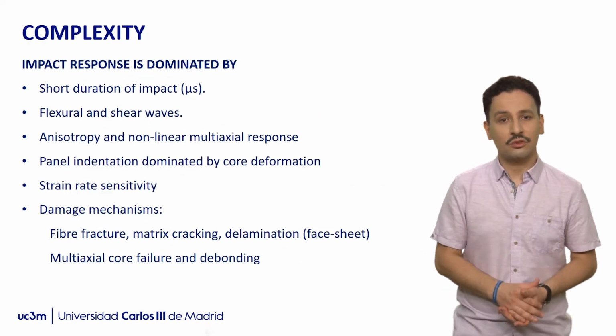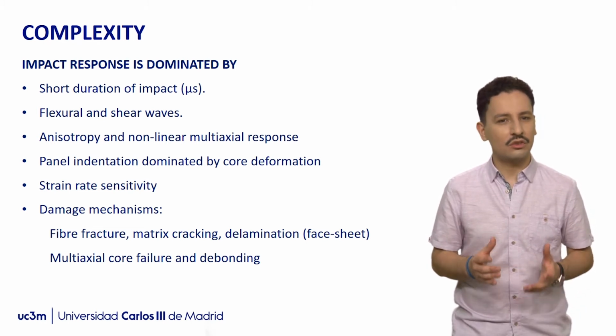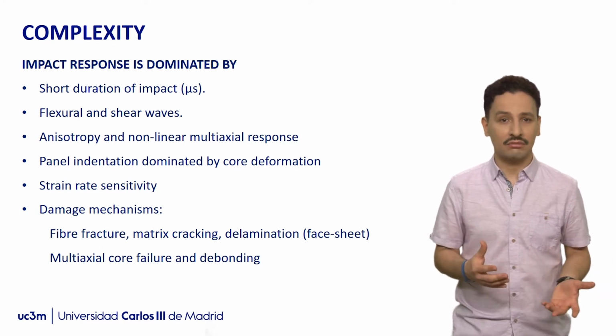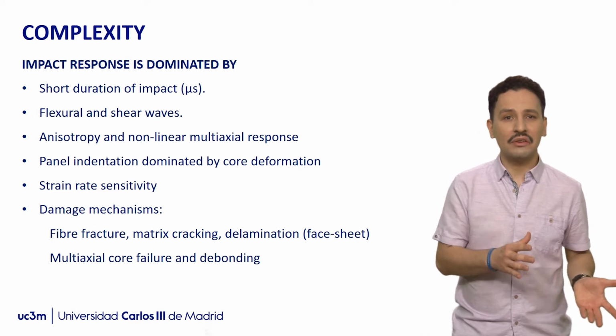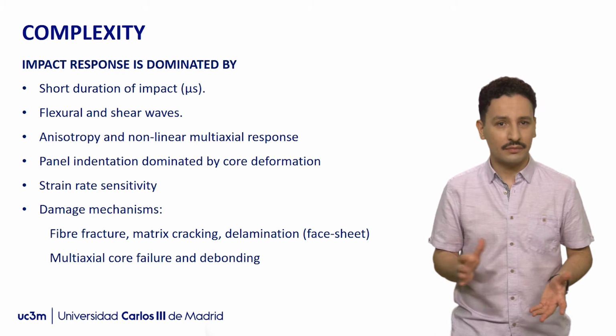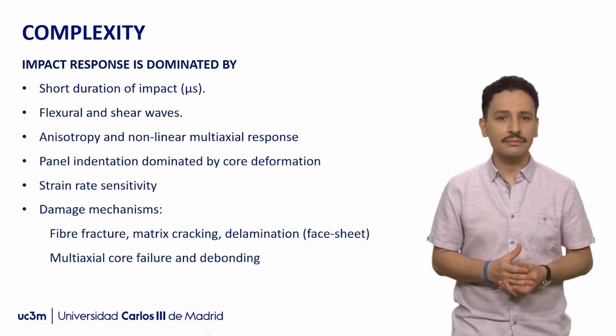There are multiple challenges when analyzing the impact response of sandwich panels subjected to intermediate impacts. For example, short duration of impact in the order of milliseconds. The material properties are also different along different directions, and the response is not always linear. This is the case of woven composite laminates and cellular materials.